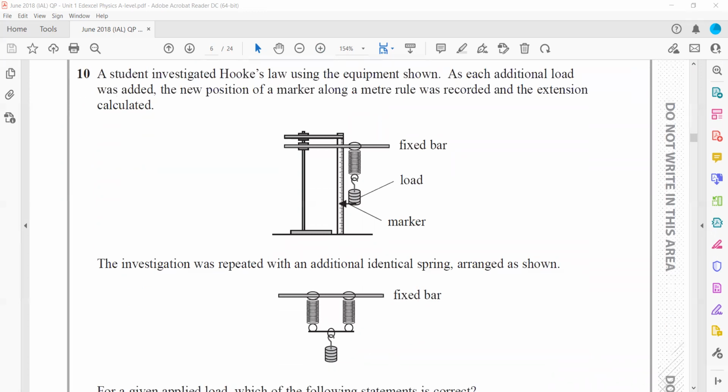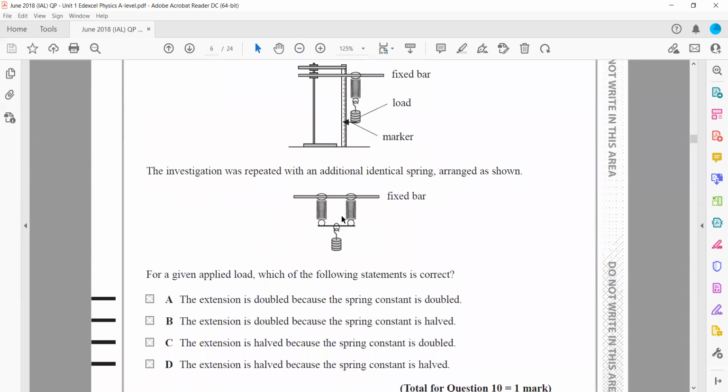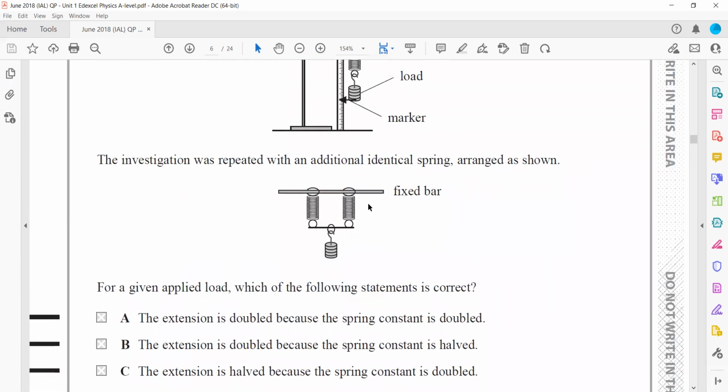And the last question. A student investigates Hooke's law using the equipment, and as each additional load is added, the new position of a marker and the extension is recorded. The investigation was repeated with an additional identical spring for a given applied force. Which of the following statements is correct? Now what happened? We connect the springs side by side.